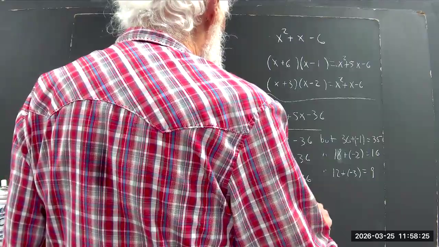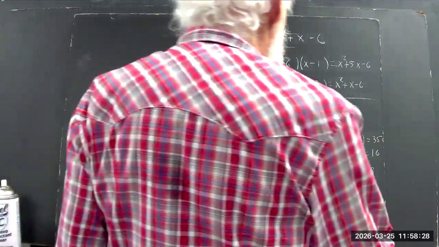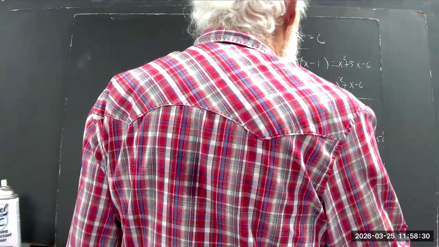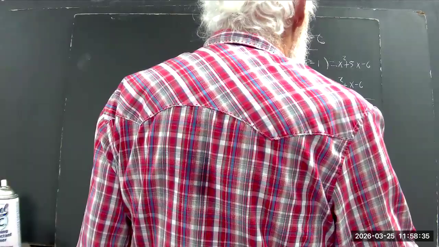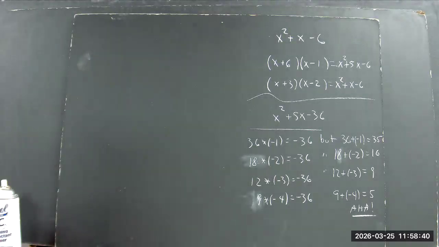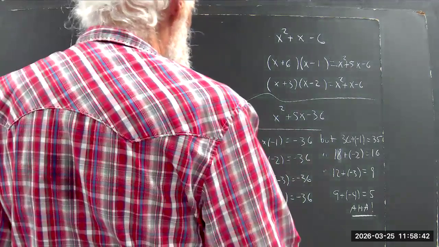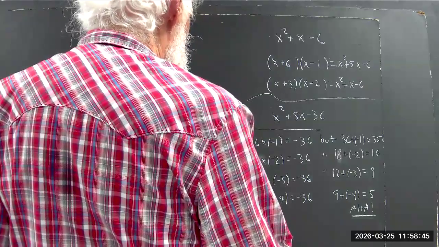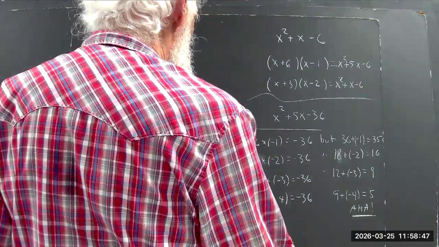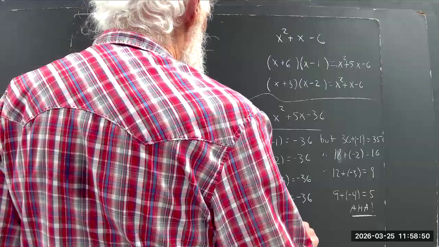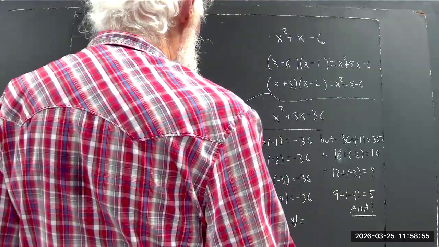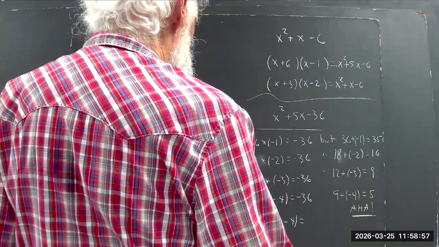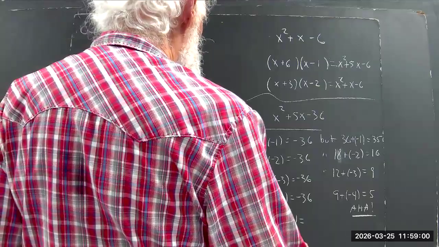9 times negative 4 is negative 36. And 9 plus negative 4 equals 5. Aha. You got it. Okay. Just a test. x plus 9 multiplied by x minus 4 equals x squared plus 9x.